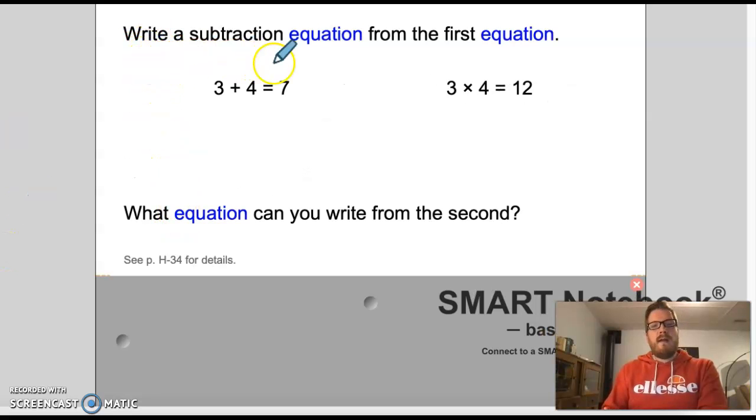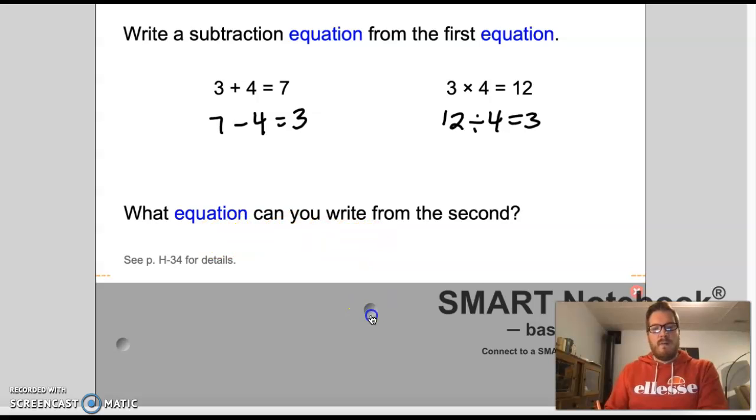Okay, so we're being asked to just work with some equations and to write a subtraction equation from the first equation. So I would say, well, that's 7 minus 4 equals 3. And this one I can write a division question based on this. I would say 12 divided by 4 equals 3. So that's the equation I can write from the second one.